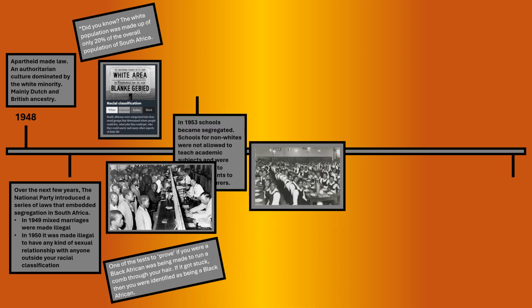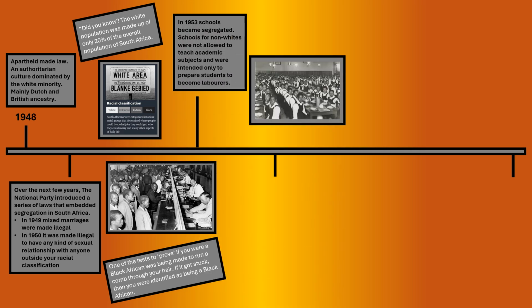There's the example there of one of the tests to prove if you were a black African: being made to run a comb through your hair, and if it got stuck, then you were identified as being a black African and of the lowest racial class in South Africa.